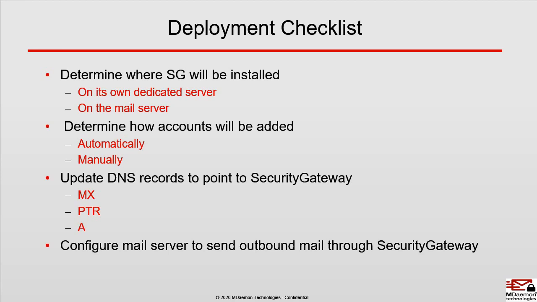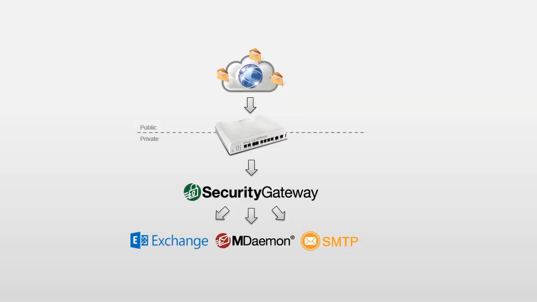Now for outbound mail, you would also need to configure your mail server to send all outbound mail through Security Gateway. So you would basically have the mail server use Security Gateway as a smart host. So ideally, for an on-premise deployment, mail comes into your network through your router, and your router, on port 25, sends it on to Security Gateway, and then Security Gateway filters the messages and then sends them on to the mail server that is being protected.